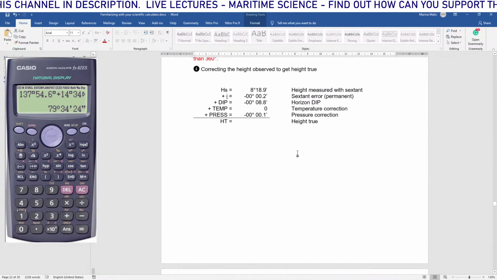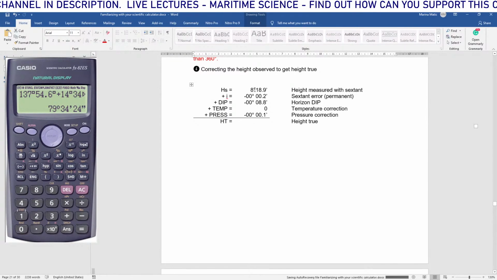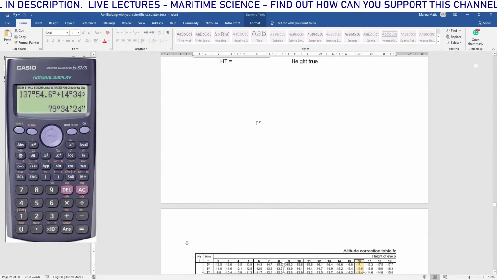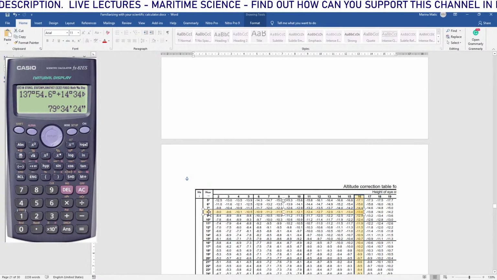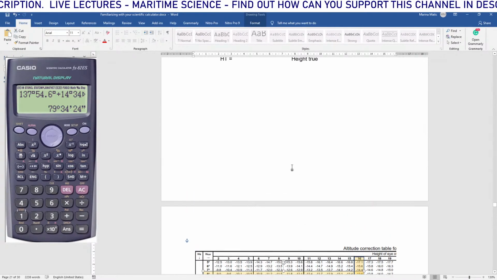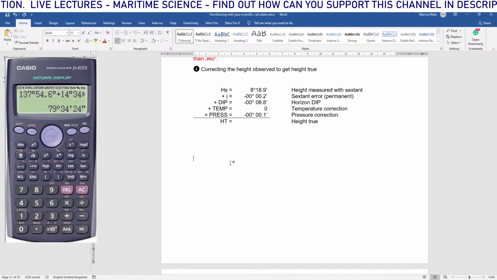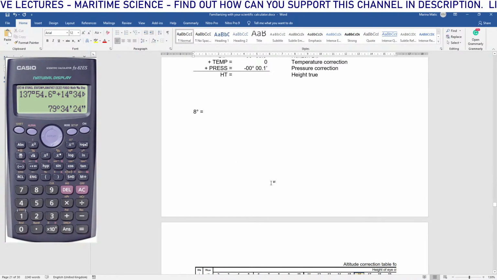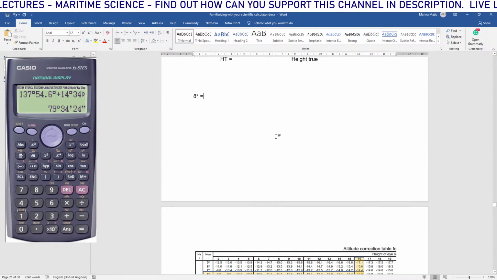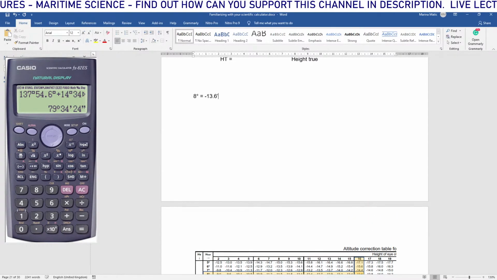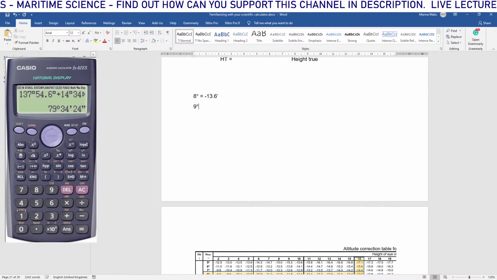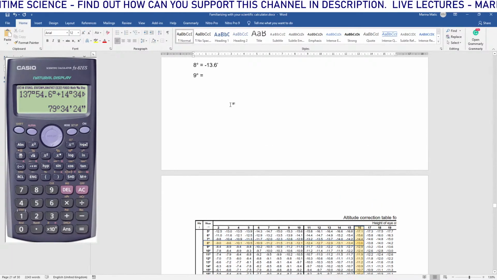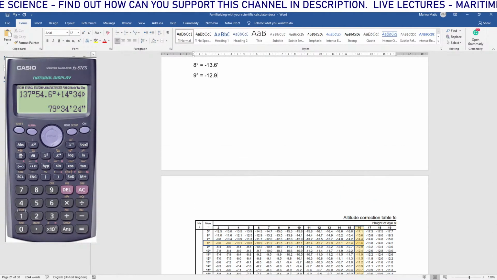And is the height exactly okay? So we have, this is what I was talking about earlier. We have height 8°18', so that's approximately 8.3. And now we have, for 8 degrees the value is 13.6. So let me write that down. So for 8 degrees I have minus 13.6 minutes correction. And for 9 degrees I have 12.9. So minus 12.9 minutes.